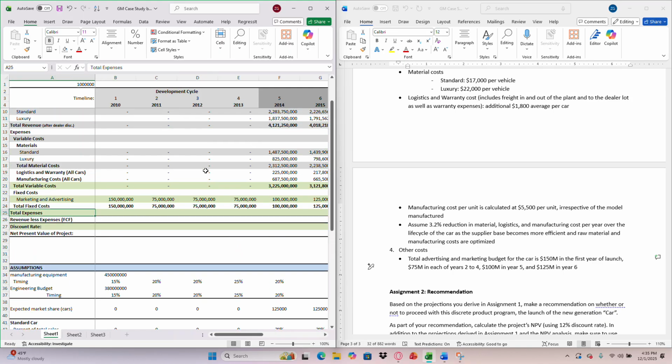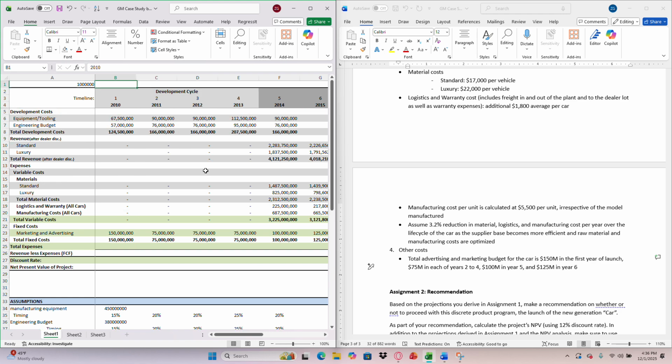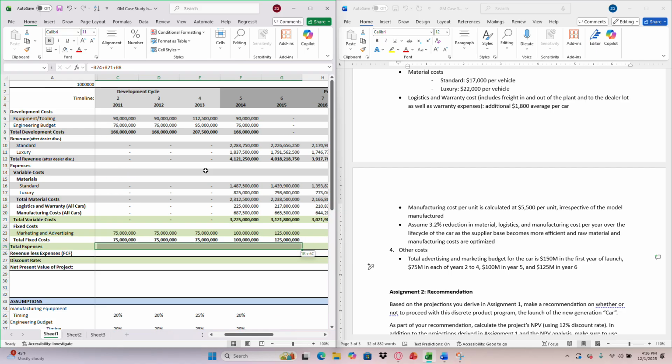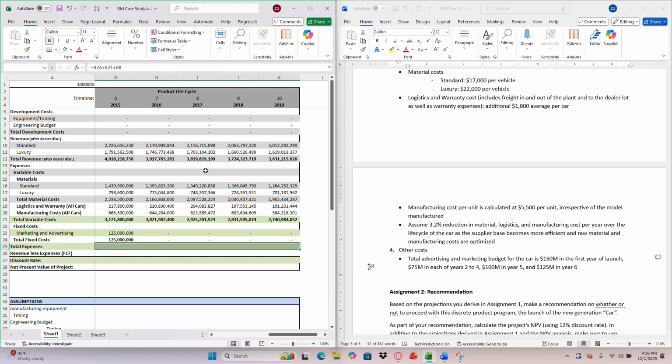So now we need to know, what are our total expenses? Well, our total expenses are usually going to be fixed costs plus variable costs. But because we have these development costs, I'm going to assume them as well. So we're going to just add fixed costs plus variable costs plus development costs. Right? And we are now going to bring that over, and that's going to create a nice little number for us.